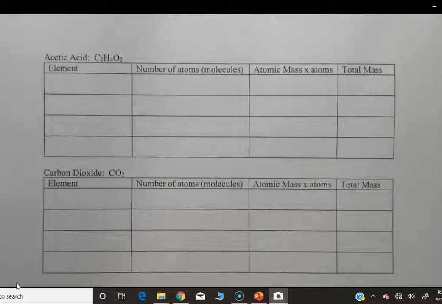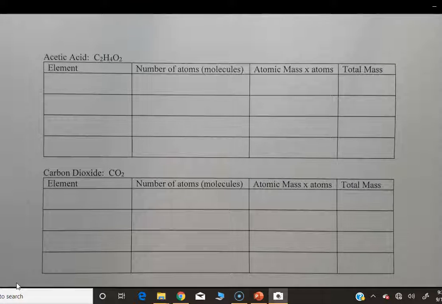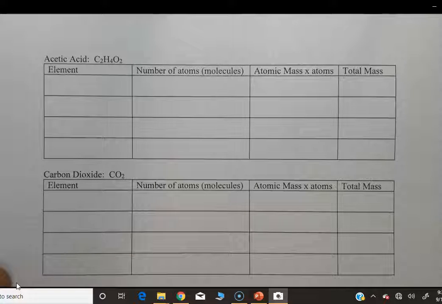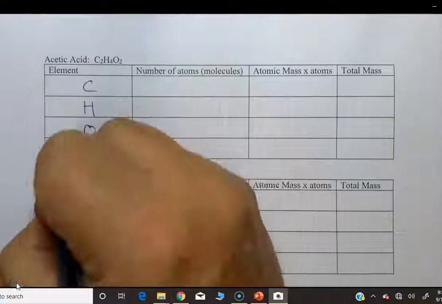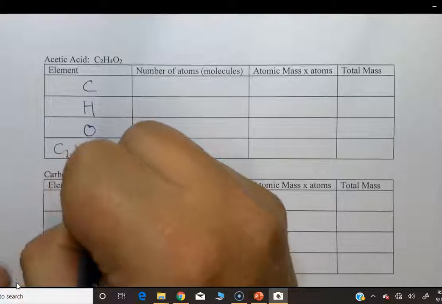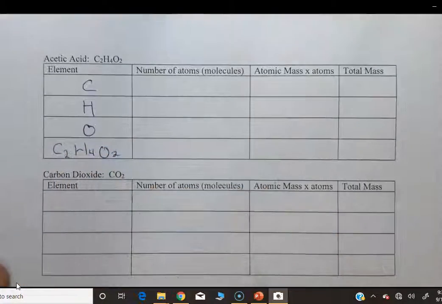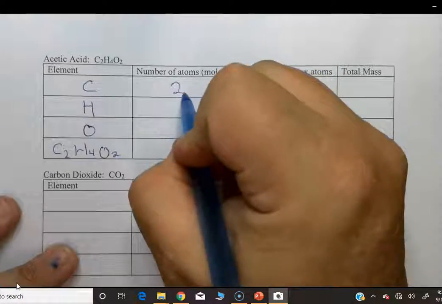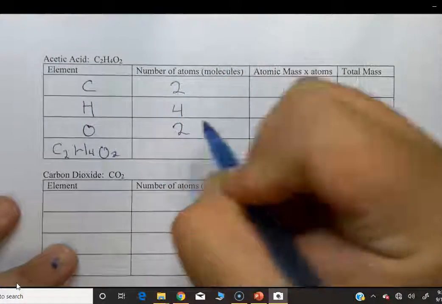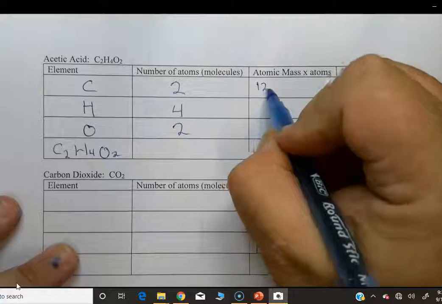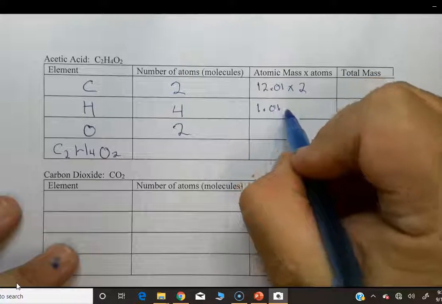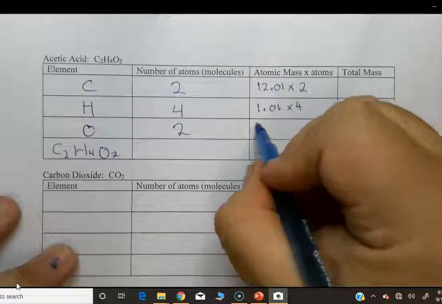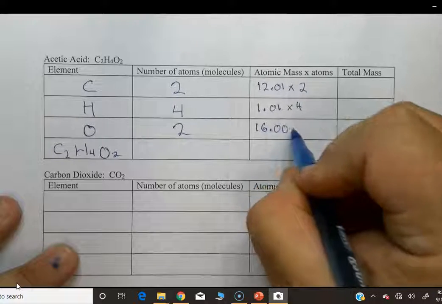Okay, and so now I did skip a page, so I'm going to backtrack now. We're going to do acetic acid now, so you can just go back to the previous page. And it's C2H4O2, so let's go ahead and do that. Carbon we have 2, hydrogen we have 4, oxygen we have 2: 12.01 times 2, 1.01 times 4, and 16.00 times 2.